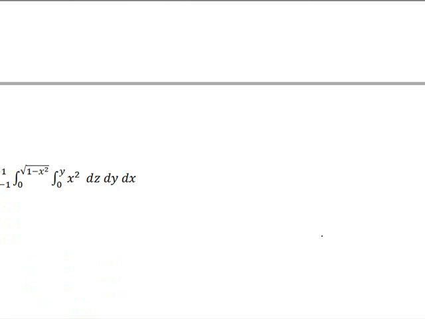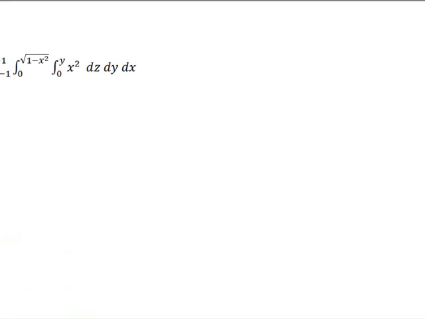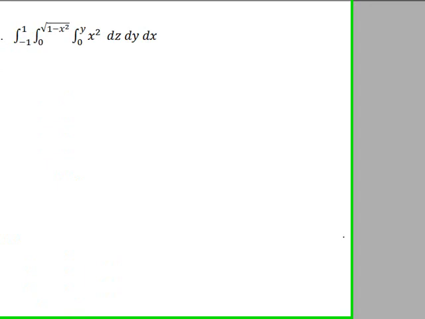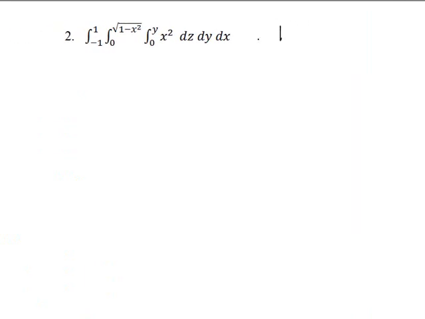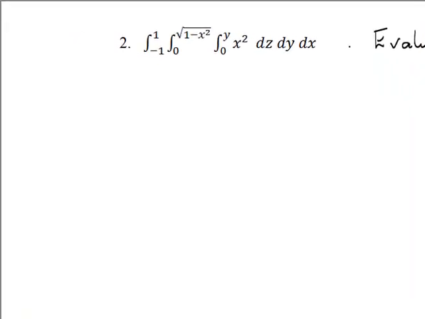Now this one we're going to convert and also evaluate it, okay? Just so that we can get some practice. So I'll put here evaluate also. Okay. So let's start. Again, start with your r and theta limits. So the r and theta limits, you look at the first two integrals, okay? And then you always draw. It's always good to draw a picture, all right?